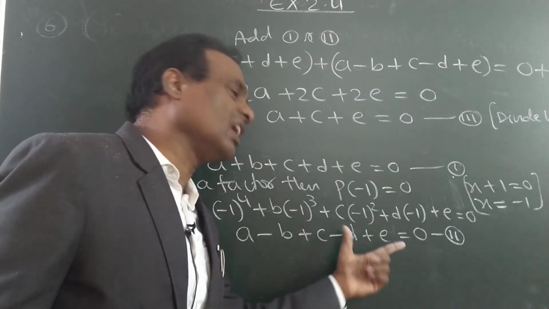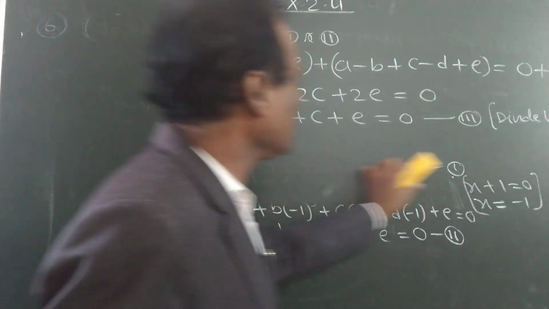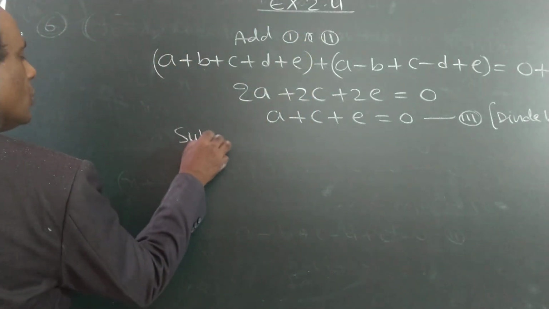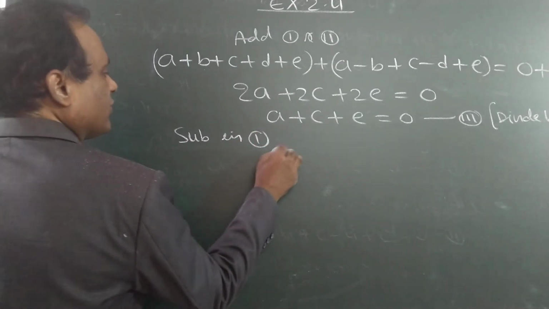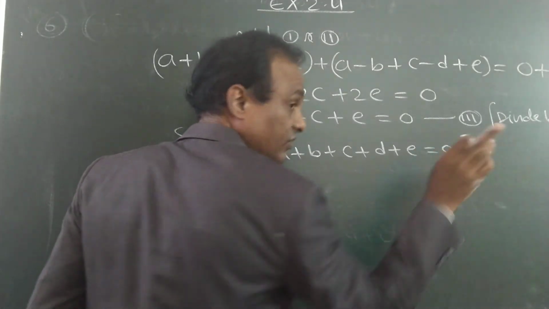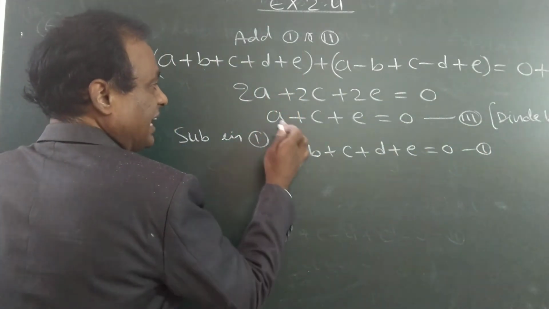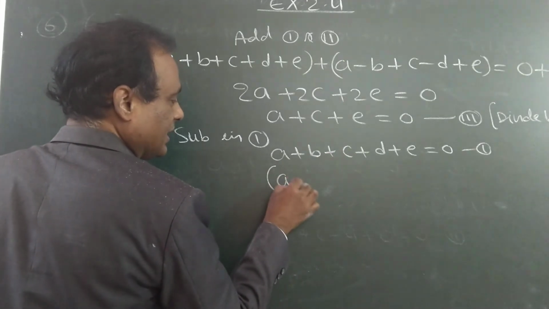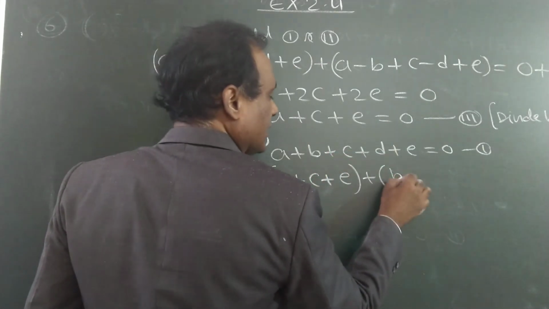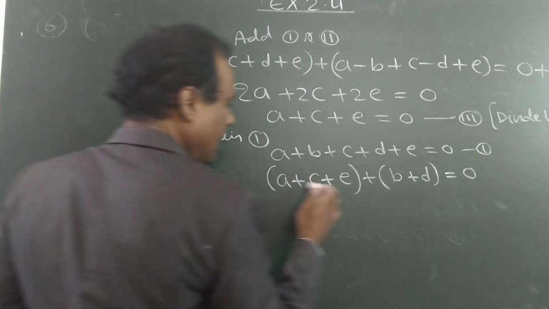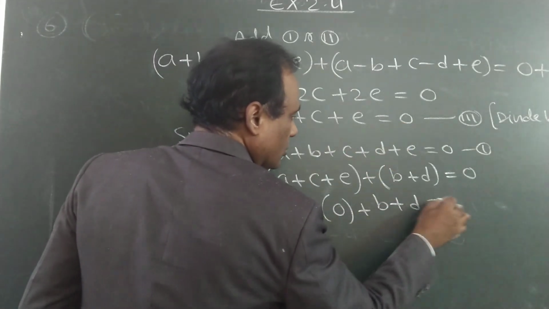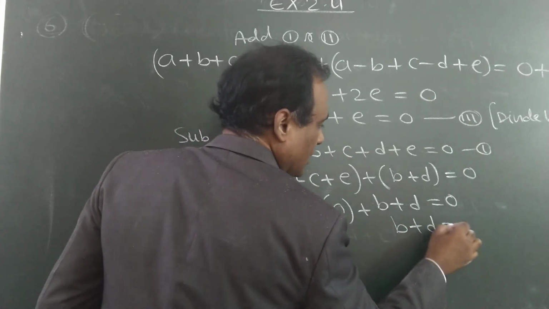Substitute in the first equation or second equation. Any equation you substitute, we will get the proof. See here. Substitute in 1. What is the first equation? A plus B plus C plus D plus E is equal to 0. In this, A plus C plus E is 0. I will write A, C, E in one bracket, B and D in a separate bracket. A plus C plus E, just now we got 0, plus B plus D is equal to 0. Then what is B plus D? 0.